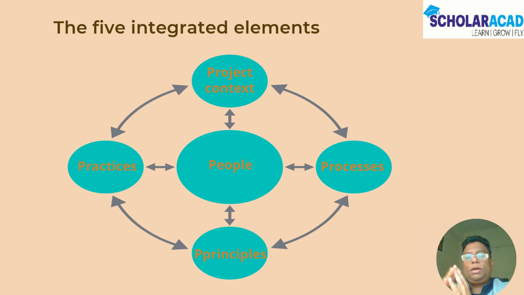Prince2 comes with the 5 integrated elements, of which the central component is people. Then you always have the practices, then you have the processes, principles, and project context. So these are the 5 integrated elements, and Prince2 is basically combined with these 5 integrated elements.